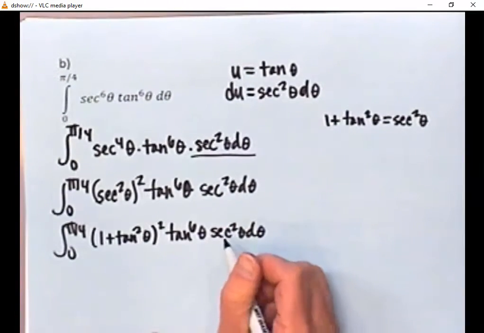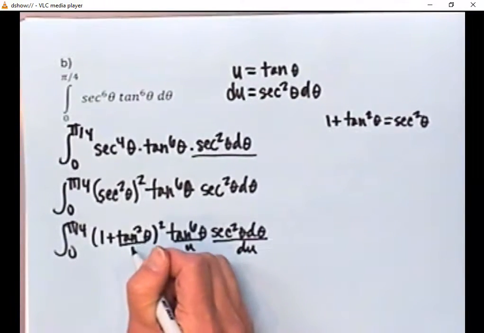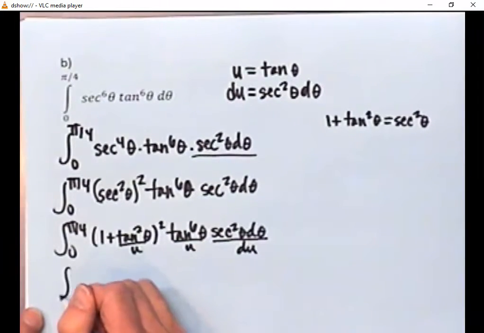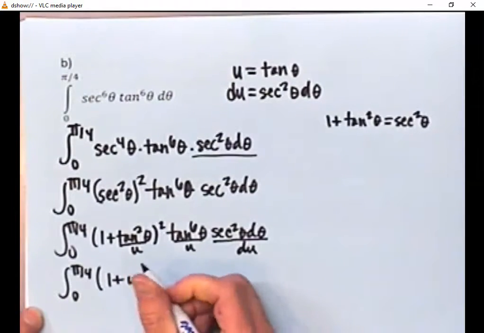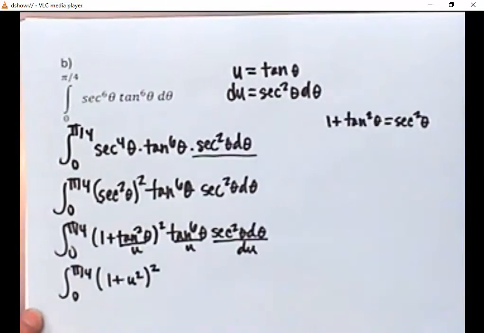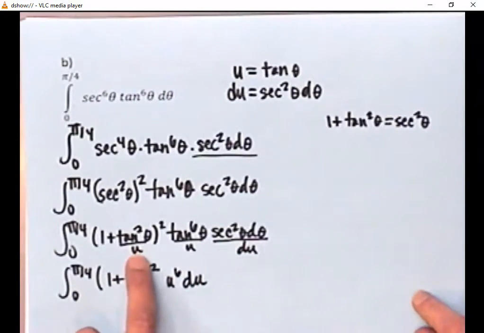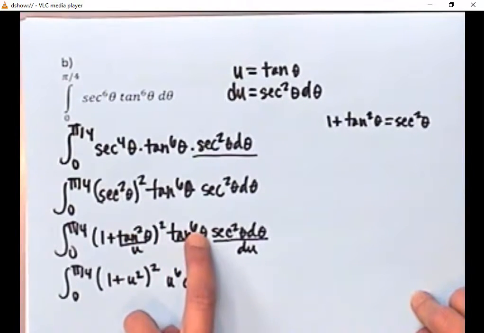So now we should be able to substitute. Remember, all this is du, this is a u, and here's another u. So now I should be able to write everything in terms of u. So I'll have 0 to pi over 4, 1 plus u squared squared, right? U to the 6th and a du. So remember, tangent's the u, so this one's u squared, but it's still squared. This will be u to the 6th, and all of this is our du.